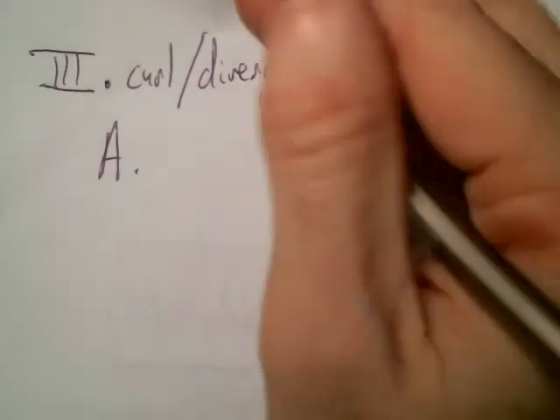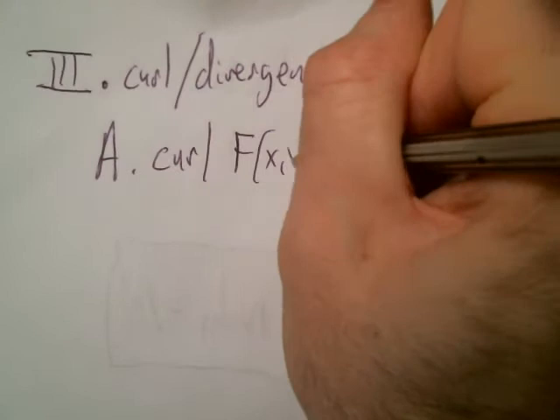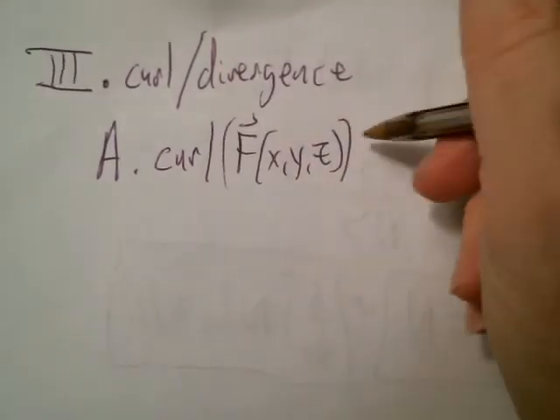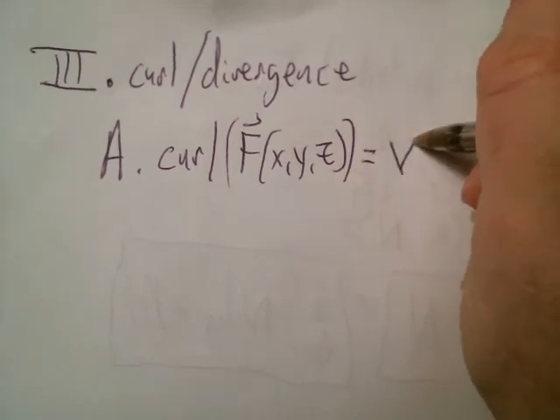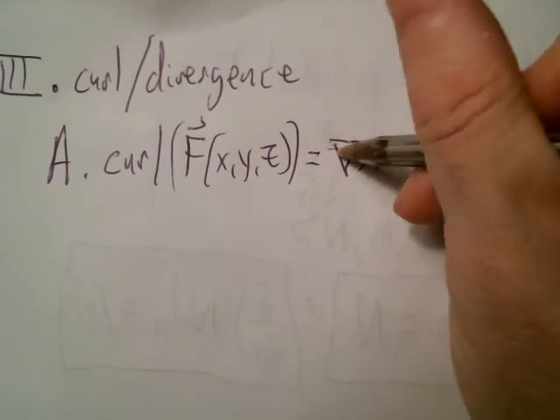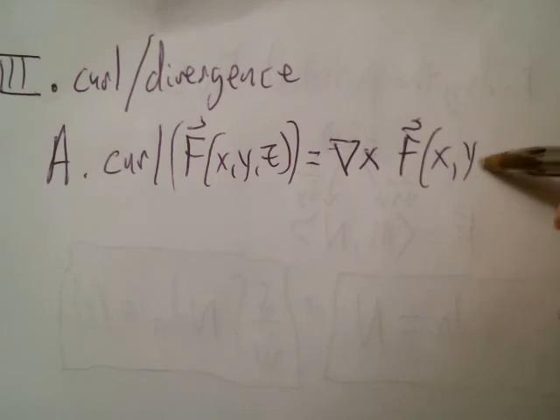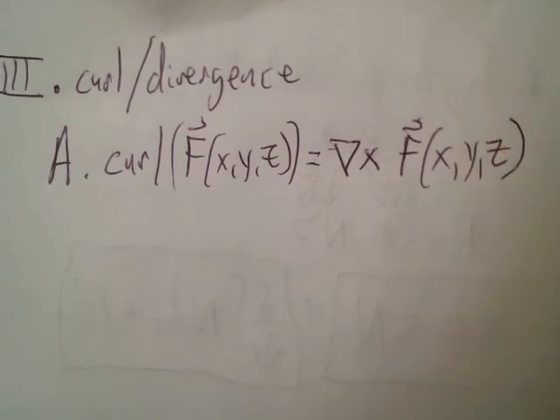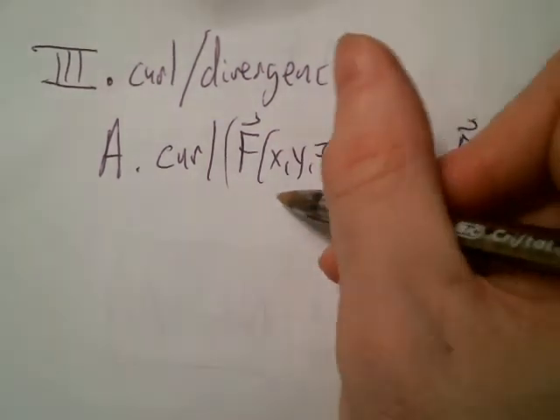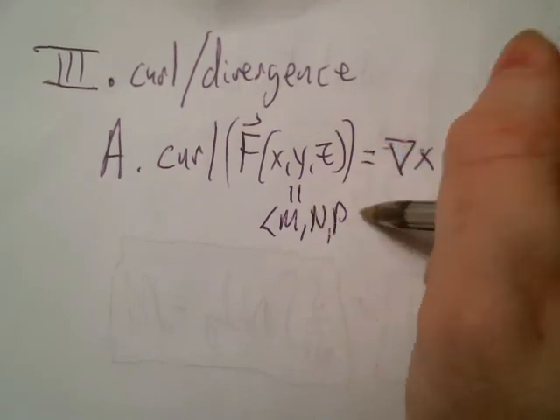So first off, the curl of f of xyz, the curl of a vector field. The way they're going to notate it is like this. It looks like the gradient symbol crossed with the vector field. And the way you do it is, let's pretend the vector field is M, N, and P.